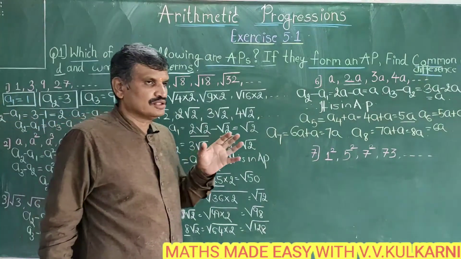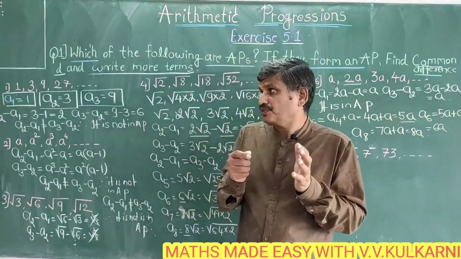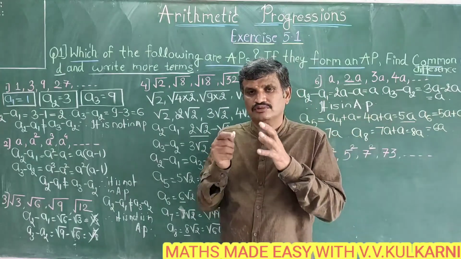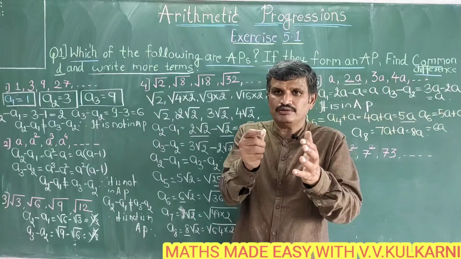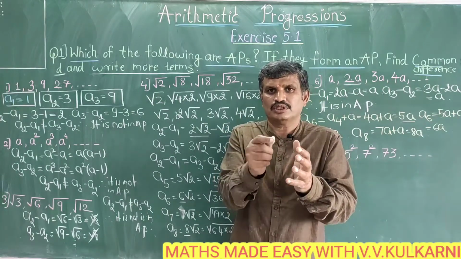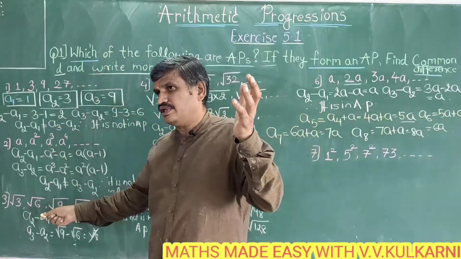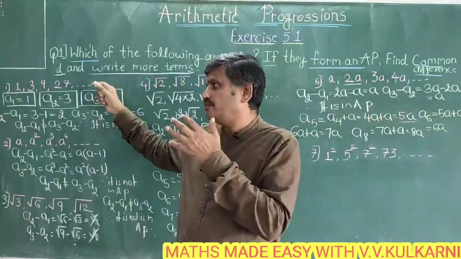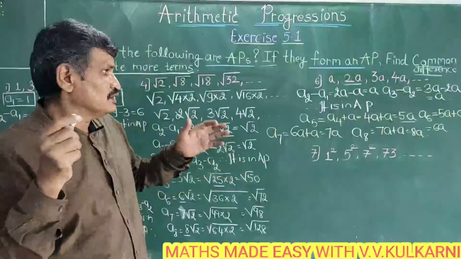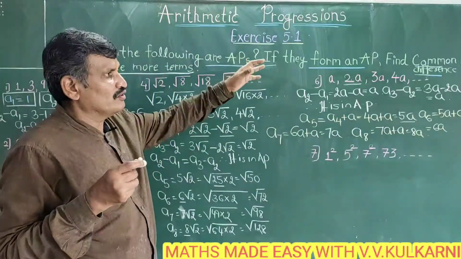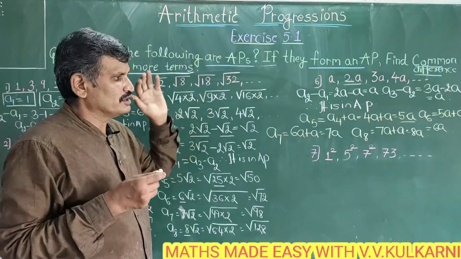So children, this is the way, let me explain once again. Some progressions are given to you. From that progression, you have to find out whether it is in AP or not. If it is in AP, find the common difference and write the next terms. We have seen the first three cases where it was not in AP and we were able to write the next term. Now we are seeing the next two cases where we find that they are in AP and we can write the next term.